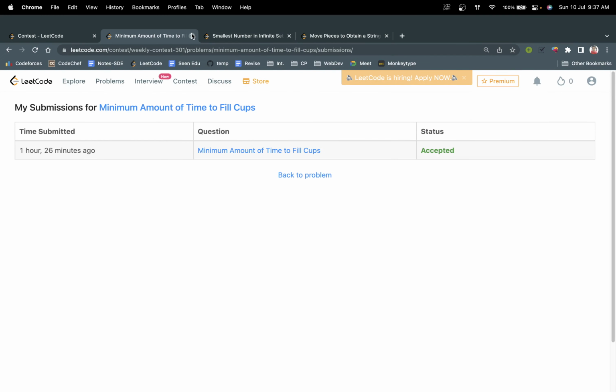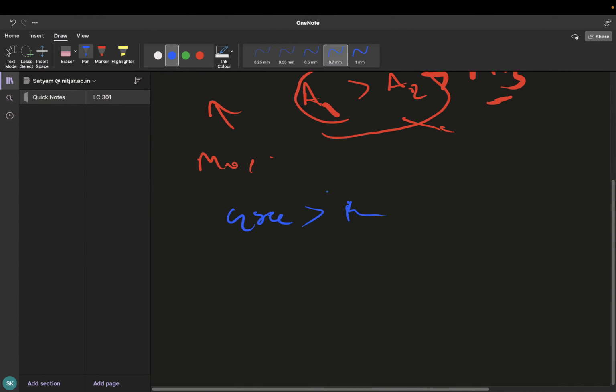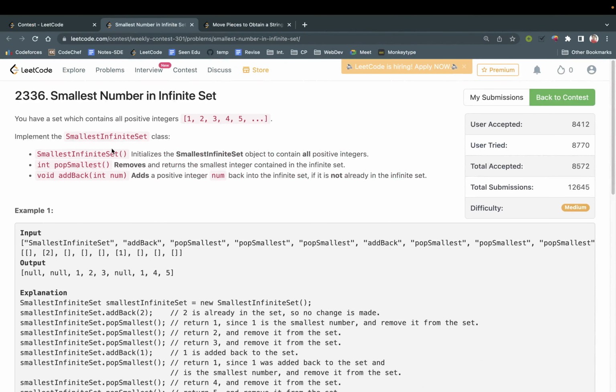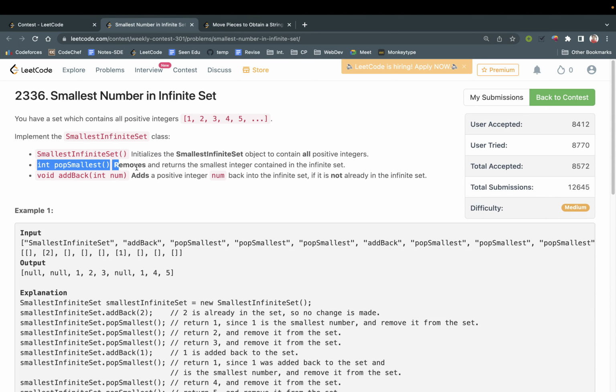So moving to the second problem. Here it's a simple set problem. We have given positive integers. What the question says is that we have to implement the smallest infinite set class. This class is initialized with all the positive integers, and if we call pop smallest, it will return the smallest integer in the infinite set, and add back adds to the class.